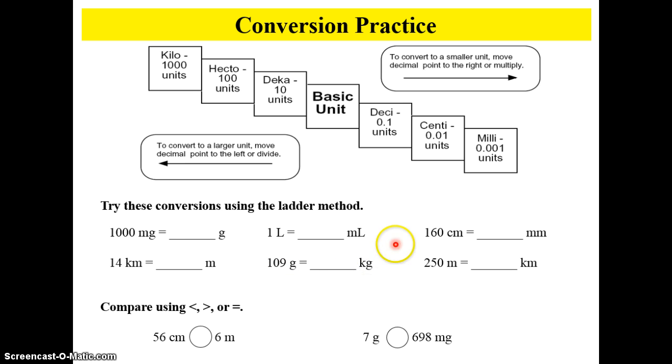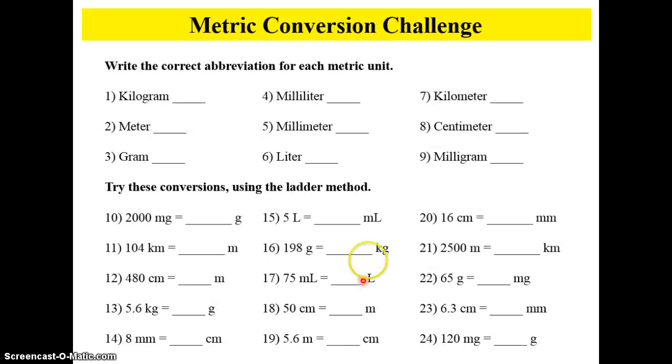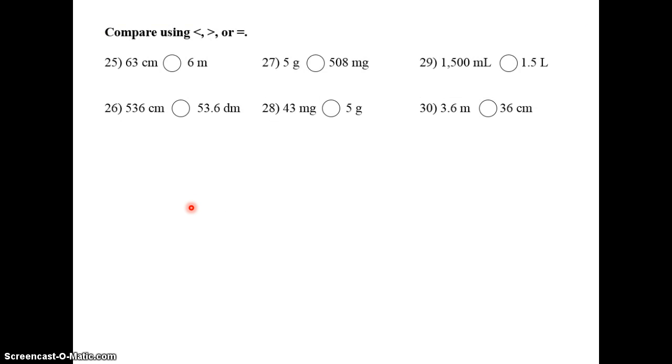So I want you to practice this on this sheet, or this part of the presentation that's on your worksheet. And then you've got another set of practices. You're writing the abbreviation for each metric unit. You're using the ladder method to try these conversions, and then you have a couple more at the back. And if you can practice these, we will go over them in class.